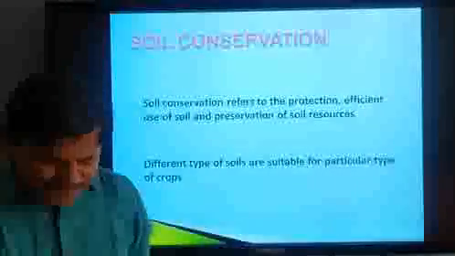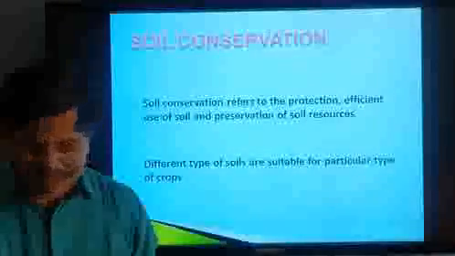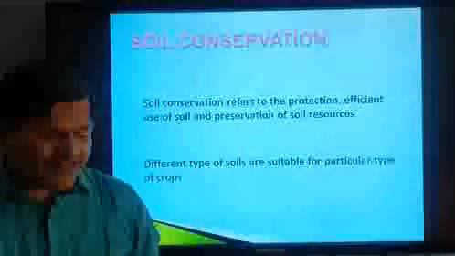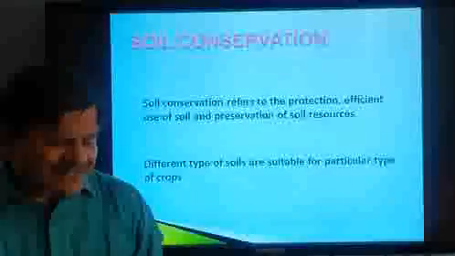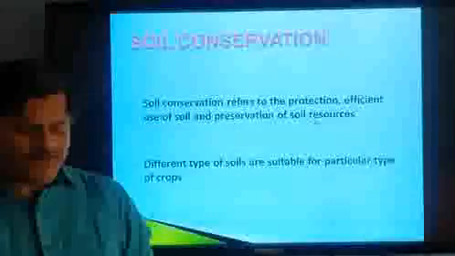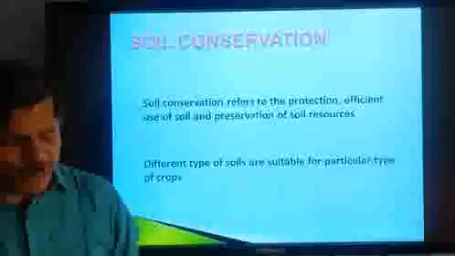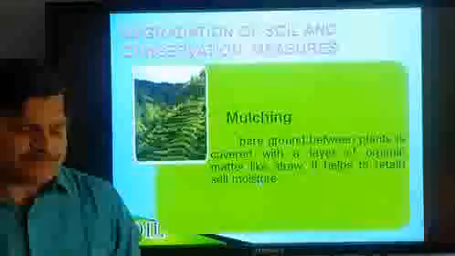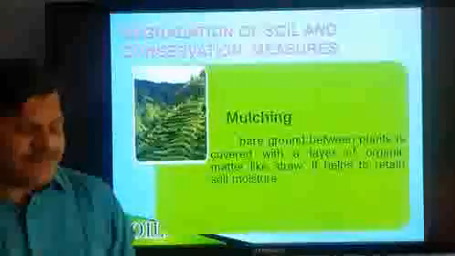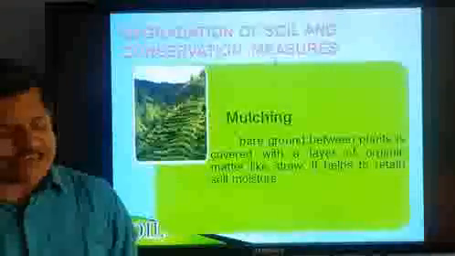Soil conservation. Now, these are the factors, but we have to conserve our valuable resource. Now, what are the solutions? Soil conservation refers to the protection and efficient use of soil and prevention of soil loss. Different types of soil are available, suitable for particular types of crops. Now, there are some methods, approximately 5 methods, by which we can conserve our valuable resource.